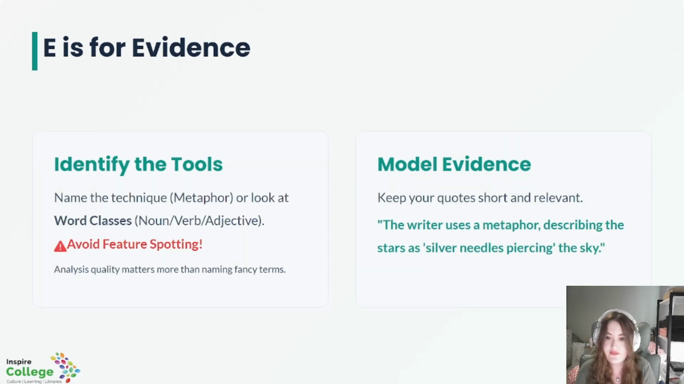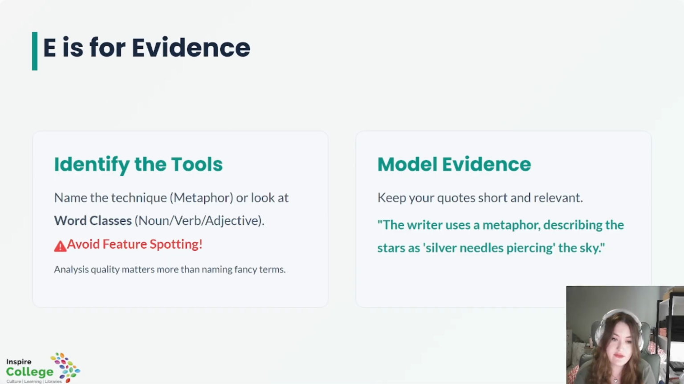Your E is for evidence. This is your short, punchy quote. A mistake that a lot of people tend to make is picking quotations that are far too long. Your quotation doesn't have to be sentences long. You only need to pick out the bits that you need. Sometimes that might only be 1 or 2 words, sometimes only a short phrase. If you're not going to speak about a section of the quote that you've included, don't include it.